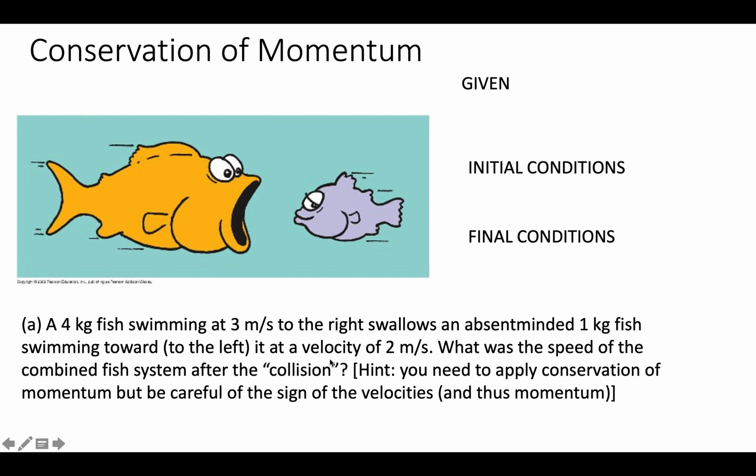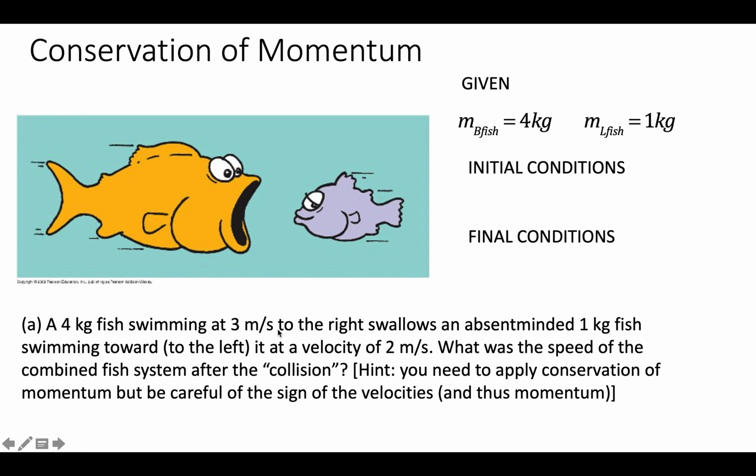We want to determine what is the speed of the combined fish system after the collision, or after the little fish is swallowed, and we're going to apply conservation of momentum, and we have to make sure we're very careful of the signs of the velocity, and we need to take into account the directions.